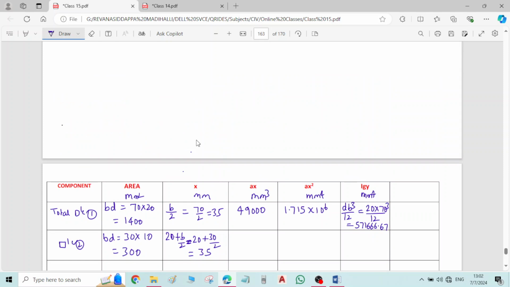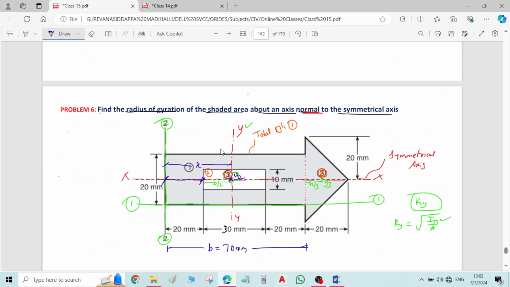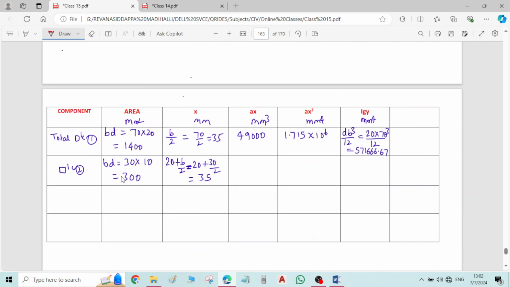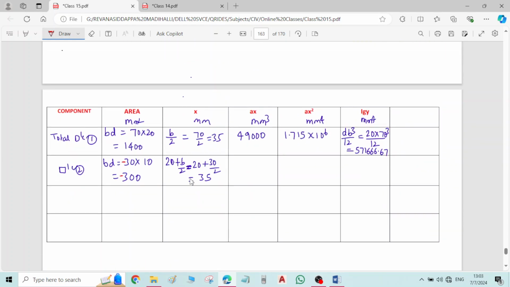A very important thing I forgot to tell: here rectangle 2 is an unshaded portion, so you should take a negative sign while finding the area, and while finding IGY or IGX if required, because it is an unshaded portion. In the problem, it is asked to find the radius of gyration for only the shaded area, so here you need to take a negative sign.